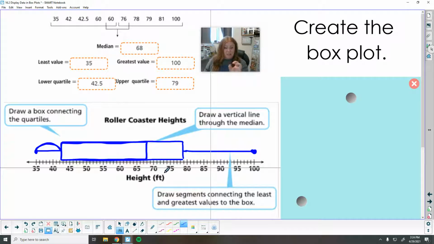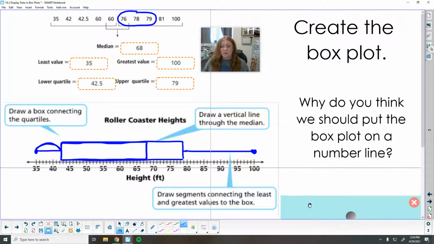They're more concentrated in the 70s here. That's going to be a lot easier to find a roller coaster that has a height of 70. We can see that, right? 3 of the roller coasters in the 70s are packed together. So now one thing I want to ask you is, why do you think we should put this on the box plot on a number line?